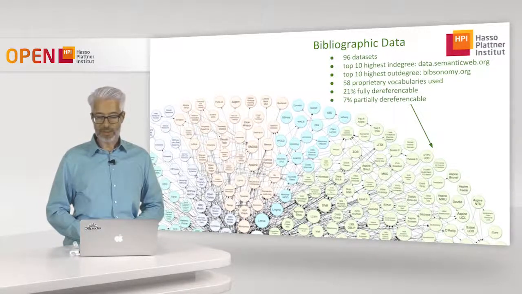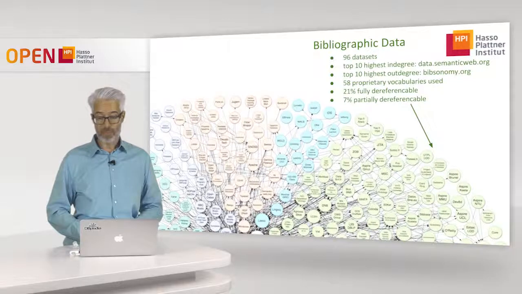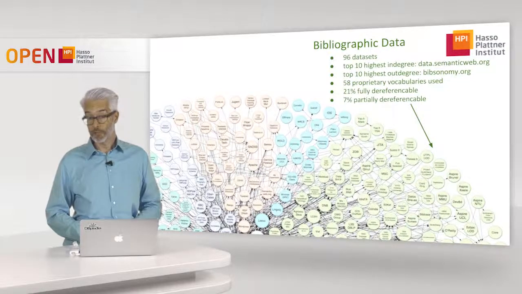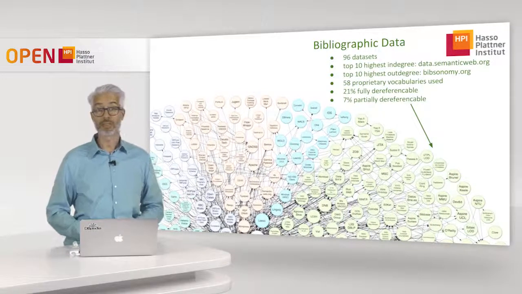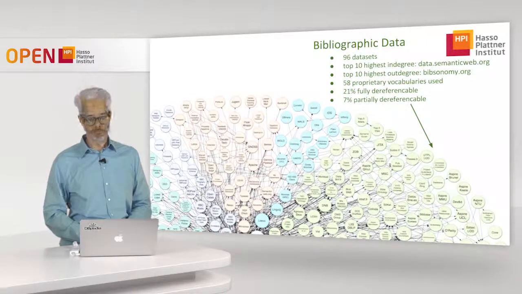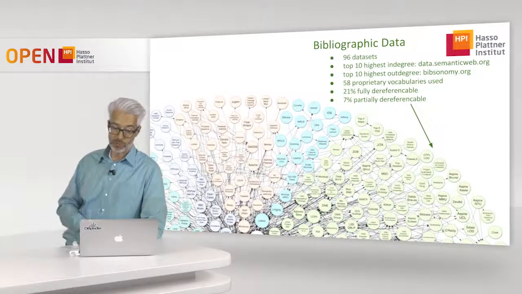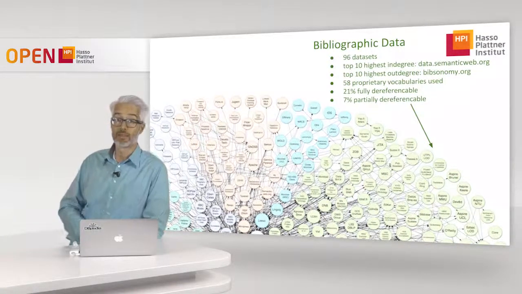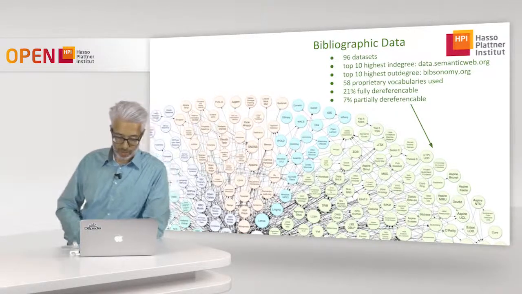So for example, datasemanticweb.org is one of the datasets which has the 10 highest in degrees, and bibsonomy.org, which is a bookmarking tool, so you can manage your bookmarks with bibsonomy.org, and besides your bookmarks, of course, also your citations and bibliographic references. This has one of the top 10 highest out degrees. There are 58 proprietary vocabularies used, and 21% of them are fully dereferenceable, while 7% are partly dereferenceable. So bibliographic data might also be interesting, and maybe we will later also have a look at that.